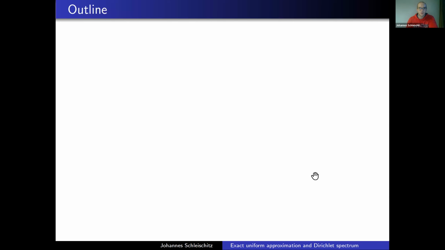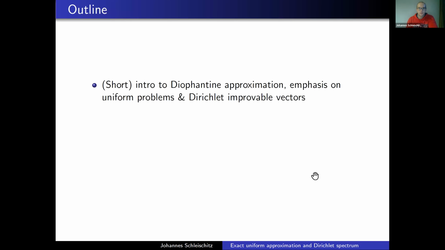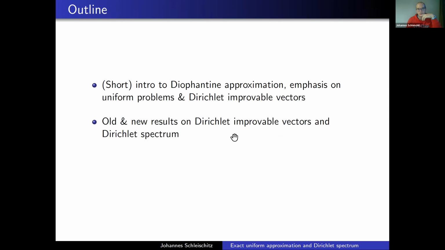So the outline of the talk is first a short introduction about Diophantine approximation, especially with uniform problems and Dirichlet improvable vectors, because that's what the talk is mainly about. Then some more results about these Dirichlet improvable vectors and the Dirichlet spectrum, and some ideas of the proofs of the new results.